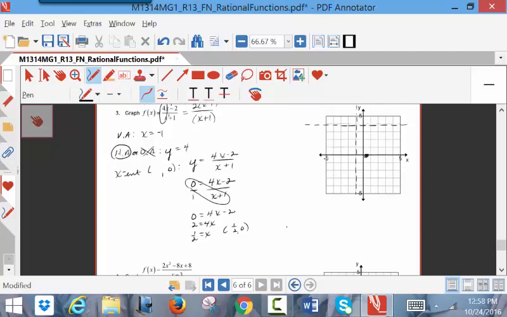Okay, then we're going to talk about the y-intercept, which is the point where the x value is 0. So this would be y equaling, it's 4x minus 2, so it would be 4 times 0 minus 2 over 0 plus 1. So it's -2/1 or -2. So my y-intercept is occurring at the point 0, -2.